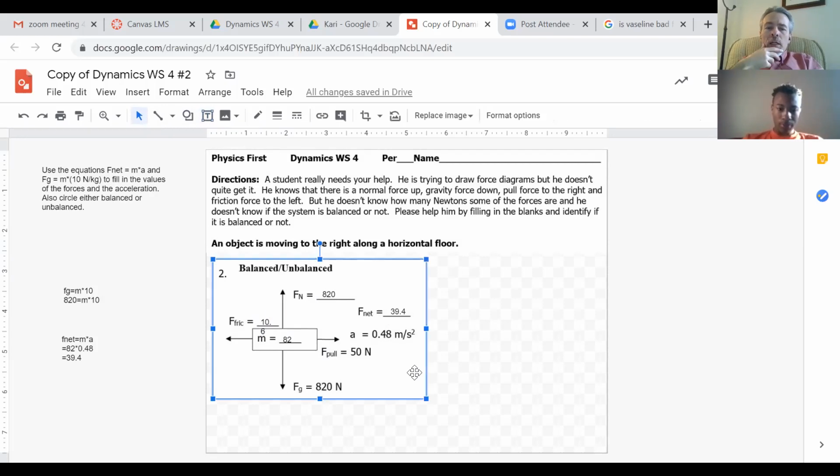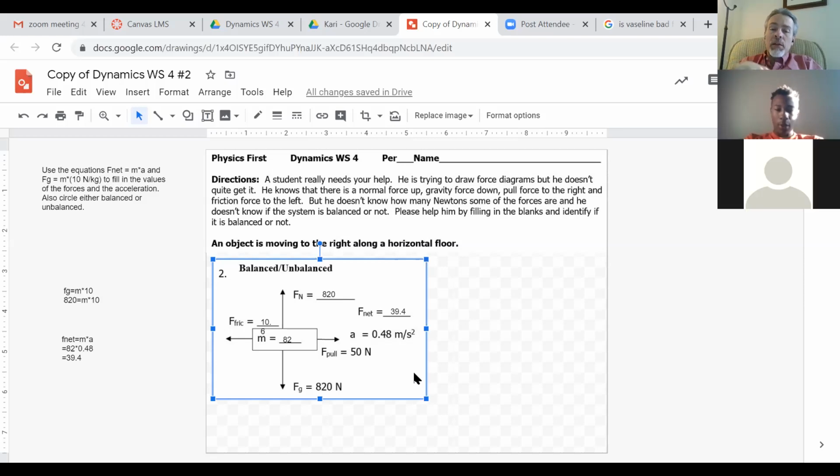Okay, fine. And then the last question is this: is this balanced or unbalanced? I mean, it's balanced because it's accelerating. Well, if it is accelerating, the acceleration is 0.48, and if it's accelerating, that means it's unbalanced. Oh yeah, unbalanced. It's unbalanced, yeah. Okay, all right, so I'm gonna probably call everybody back.